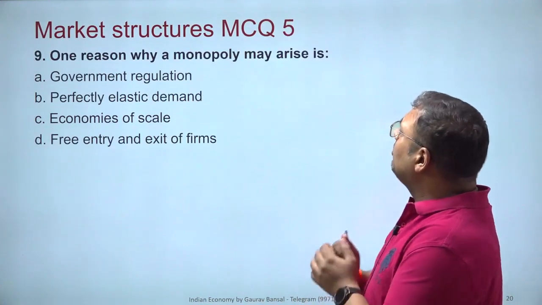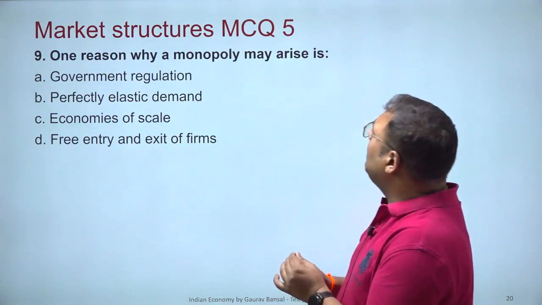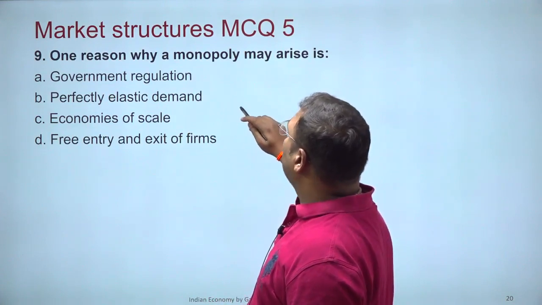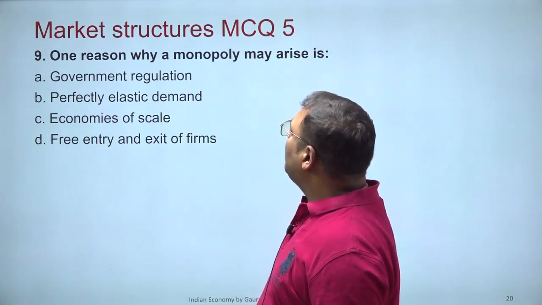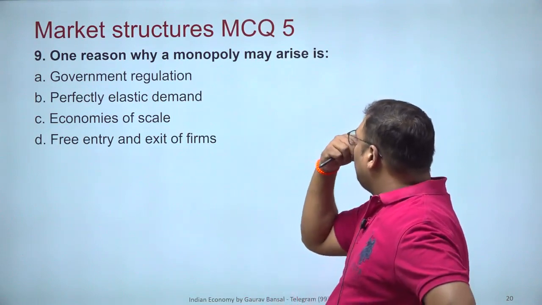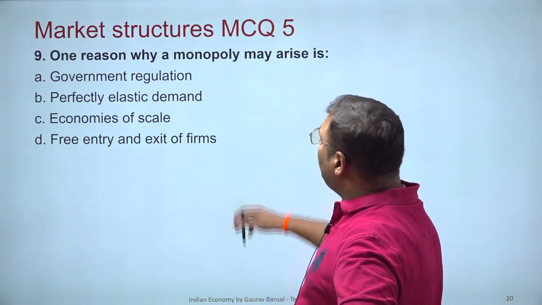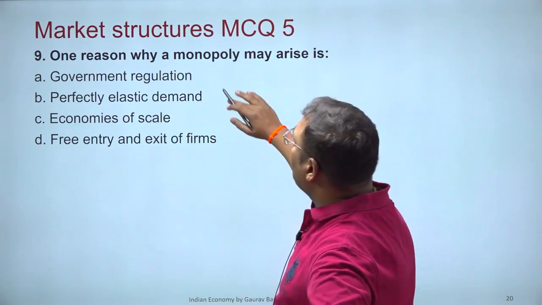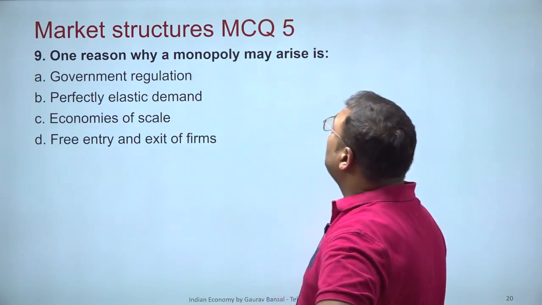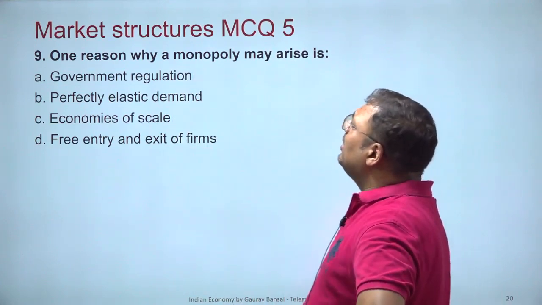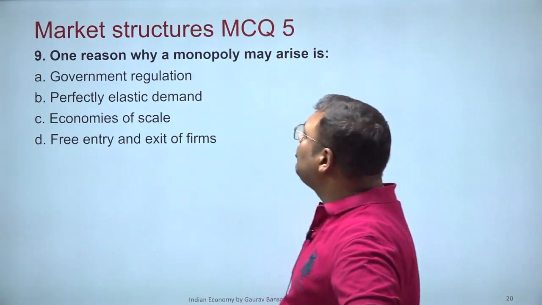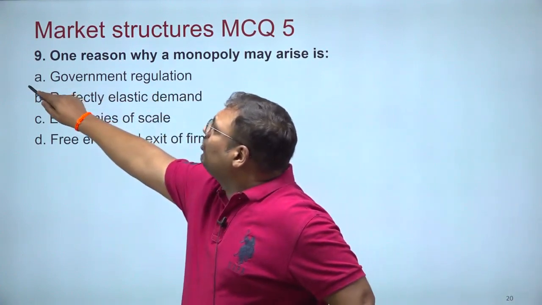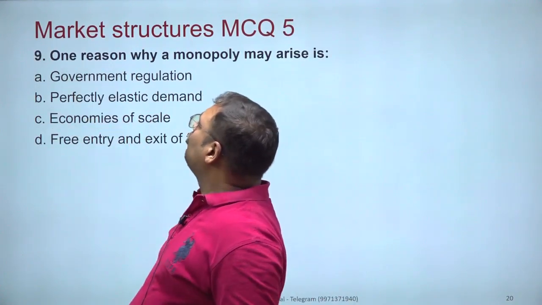Okay. Last question from this topic. One reason why a monopoly may arise is: government regulation, perfectly elastic demand, economies of scale, free entry and exit of firms. Economies of scale can also lead to monopoly. B and D will not lead to monopoly. A, government regulation, will also lead to monopoly. In this case, A and C both can be answered. Which should you choose? Tell me. Government regulation is the more likely option here. Okay, you have to choose A.